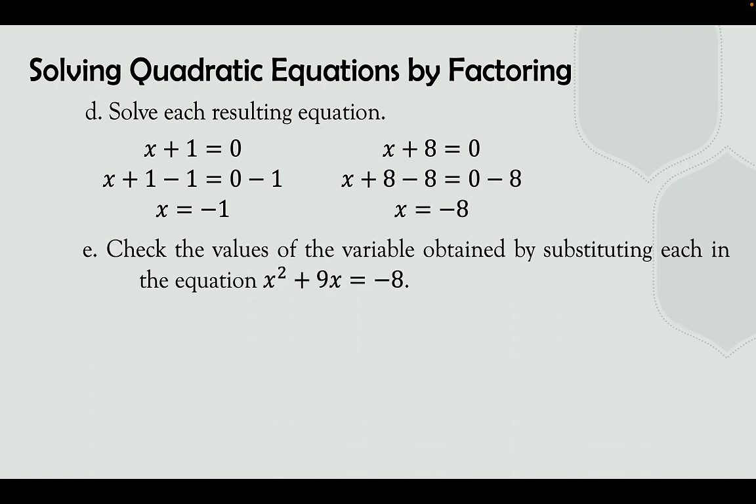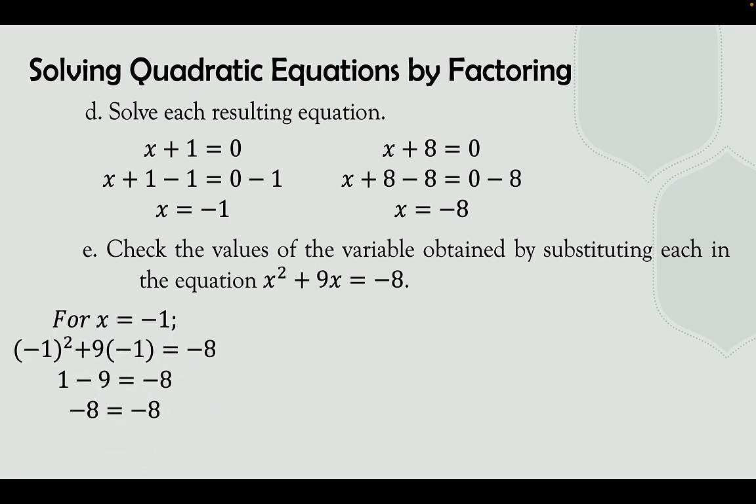And then check the values of the variable obtained by substituting it to the original equation, which is x squared plus 9x equals to negative 8. So let's try for x is equals to negative 1. So we have negative 1 squared plus 9 times negative 1 equals to negative 8. Negative 1 squared is 1. 9 times negative 1 is negative 9. So 1 minus 9, we have negative 8 equals to negative 8. So that means x is equals to negative 1 is a solution for x squared plus 9x equals to negative 8. Now let's try x is equals to negative 8.